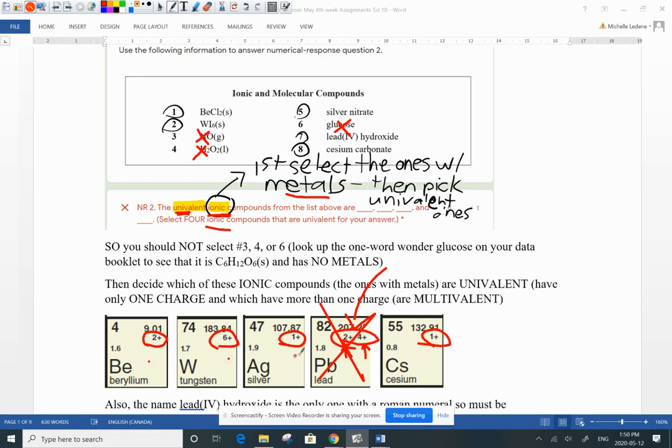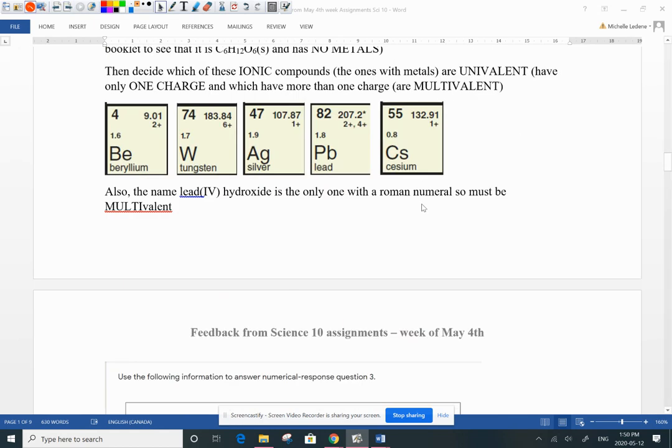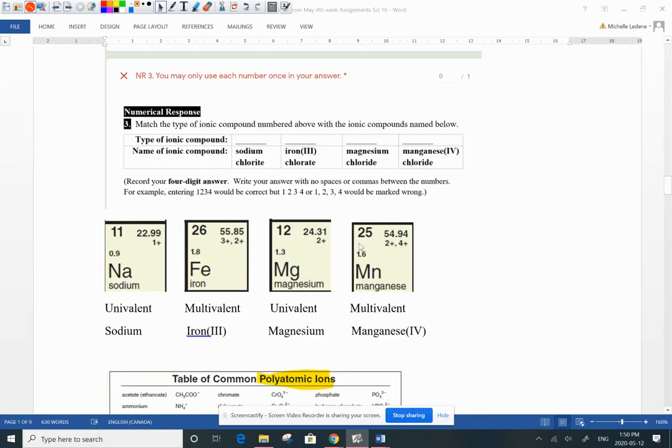Univalent, univalent, univalent, univalent. Only one charge. Okay, so please read carefully. That is going to save you in the long run. Make sure that you are being cautious. Okay, so careful reading, right?